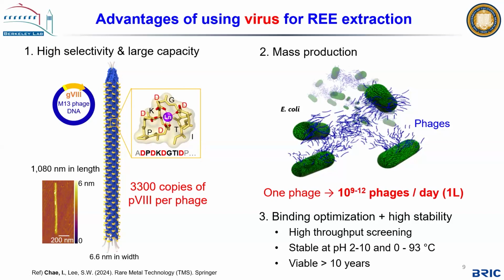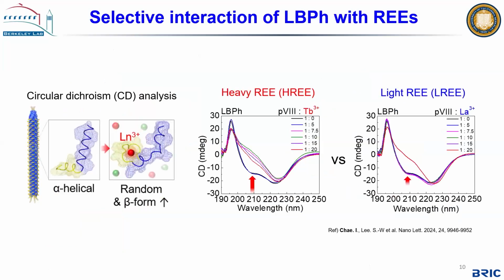So within one day, we can make more than billions of viruses by just mixing virus and E. coli in an incubator. So it's very easy to produce a large quantity of the virus. Okay, so this is the reason that we investigated further using this virus for the RE separation. And we first demonstrated the selective binding of the heavy RE versus the light REs.